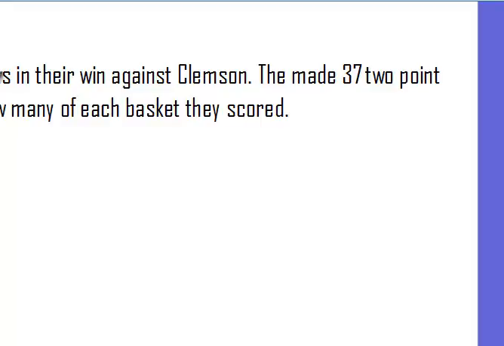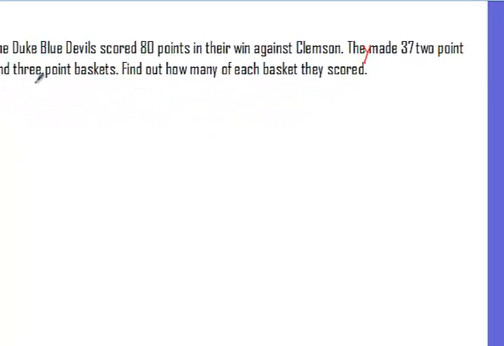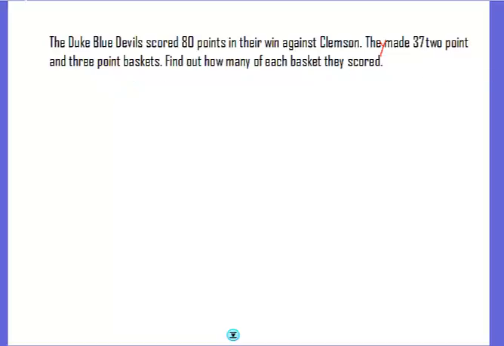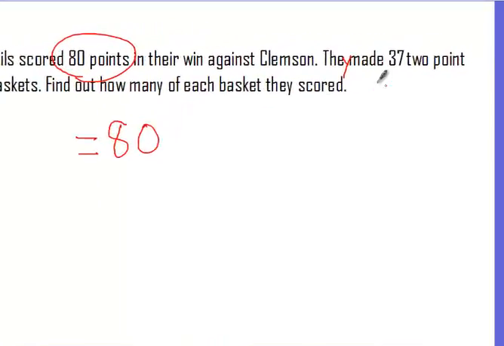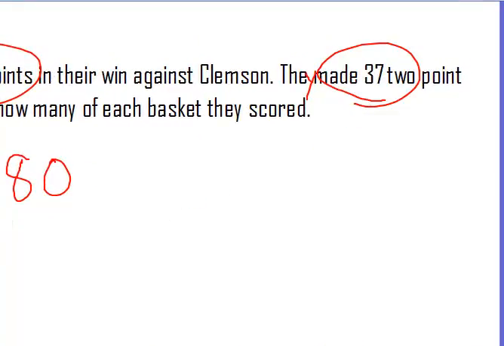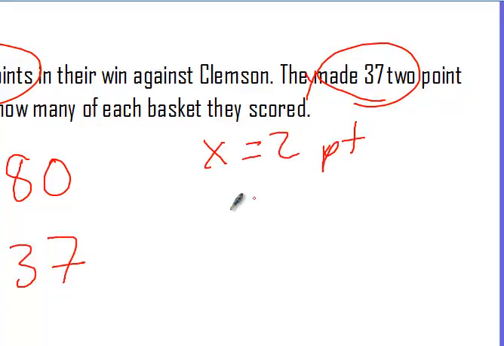And last one, we have the Duke Blue Devils scored 80 points in their win against Clemson. They made 37 2-point and 3-point baskets. How many of each basket was scored? Well, again, one equation pertains to the amount of points they scored. The next equation is how many baskets they made. And I'm going to say x is 2-point, y is 3-point. So they made 37 total baskets.